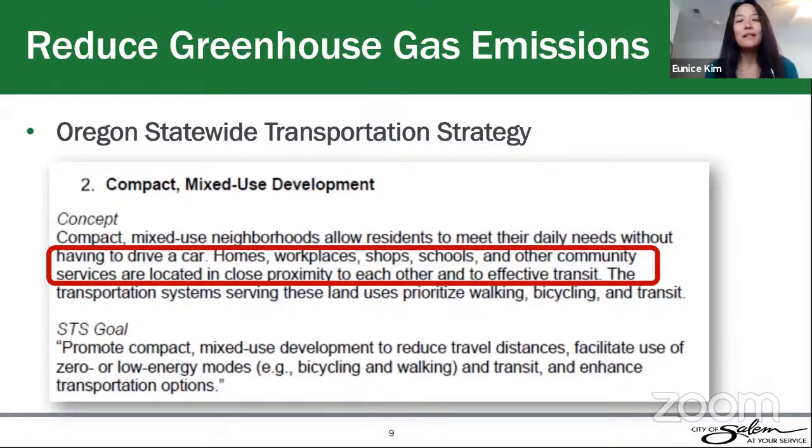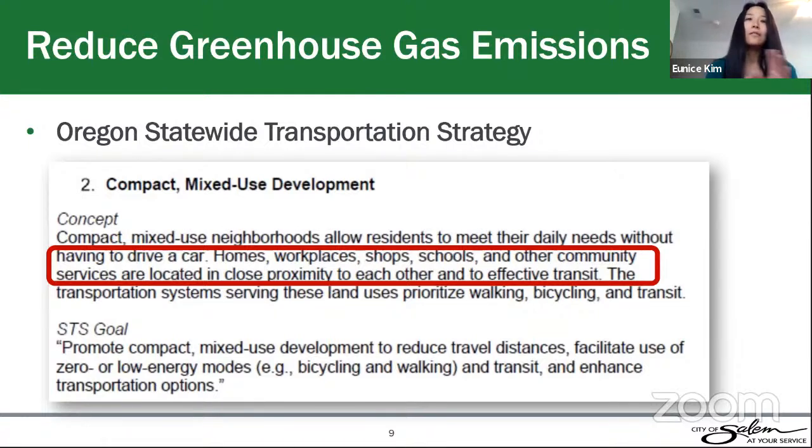So the state has been working on this for a long time. The Oregon statewide transportation strategy, which I think was adopted in 2018, has a lot of strategies to reduce greenhouse gas emissions through land use patterns, transportation system improvements, fuel technologies, for example. And I just wanted to put this clip up here. One of the strategies is to really focus on compact mixed-use development. And I highlighted this area on the screen. That's really about making sure that uses are close together so that people can effectively get to them, like biking, walking, transit, and making sure that mix of uses is near transit.